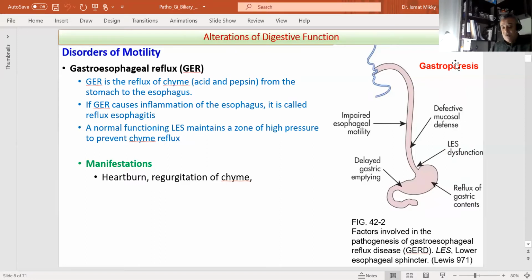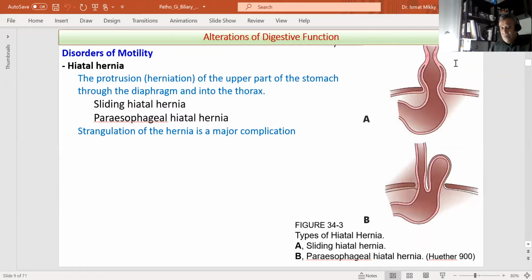Manifestations will include heartburn, regurgitation of the chyme, upper abdominal pain within like an hour of eating, postprandial, and hiatal hernia, which is the protrusion or herniation of the upper part of the stomach through the diaphragm and into the thorax. It can be either sliding hiatal hernia or paraesophageal hiatal hernia.